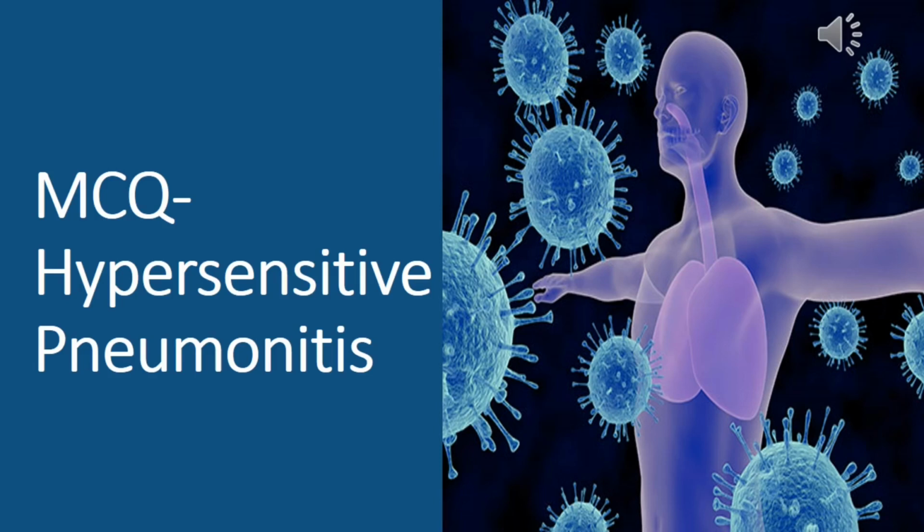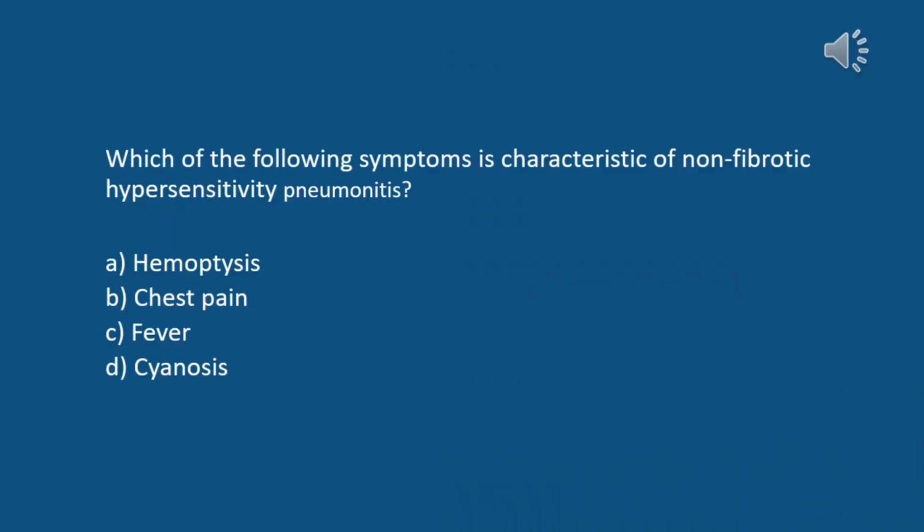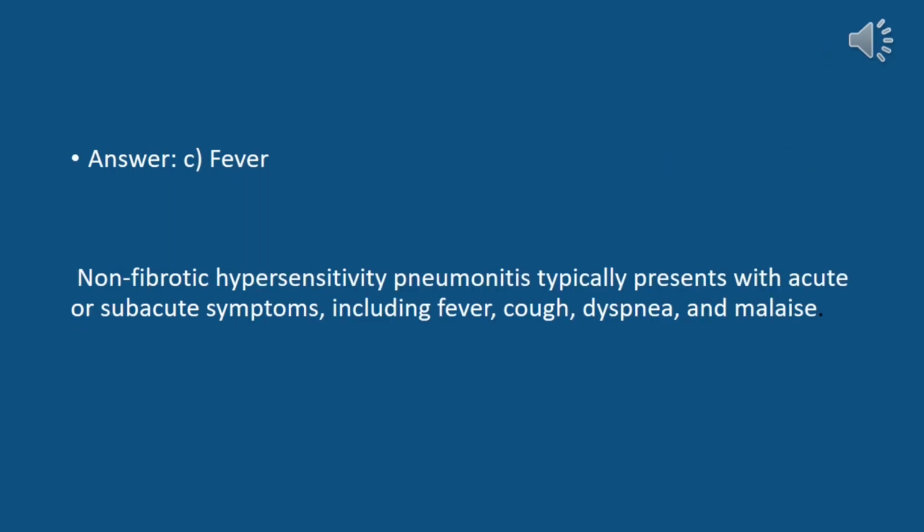Today we are going to discuss MCQs in hypersensitivity pneumonitis. Which of the following symptoms is characteristic of non-fibrotic hypersensitivity pneumonitis? A. Hemoptysis. B. Chest pain. C. Fever. D. Cyanosis. Answer: C. Fever. Non-fibrotic hypersensitivity pneumonitis typically presents with acute or subacute symptoms, including fever, cough, dyspnea, and malaise.